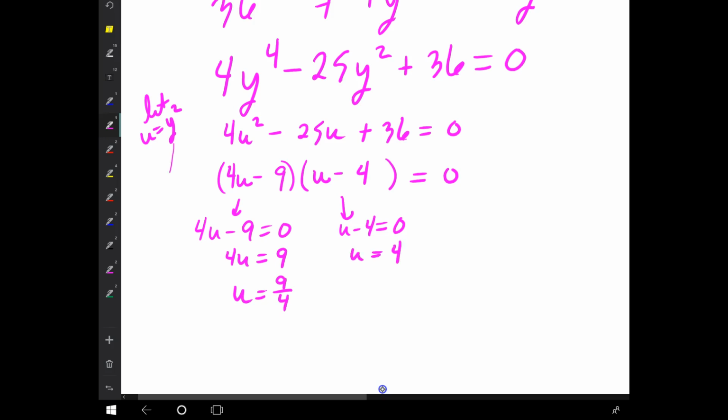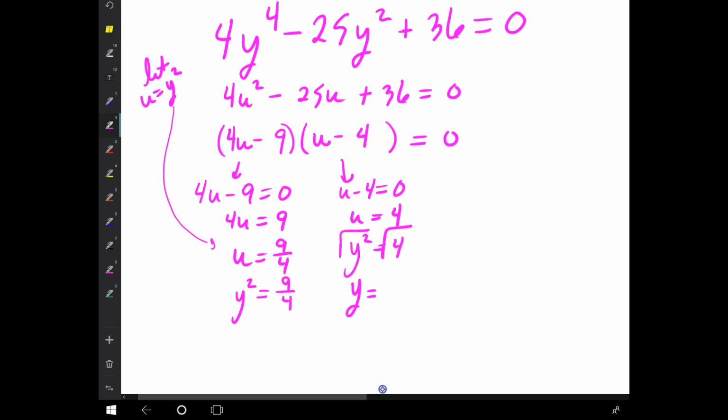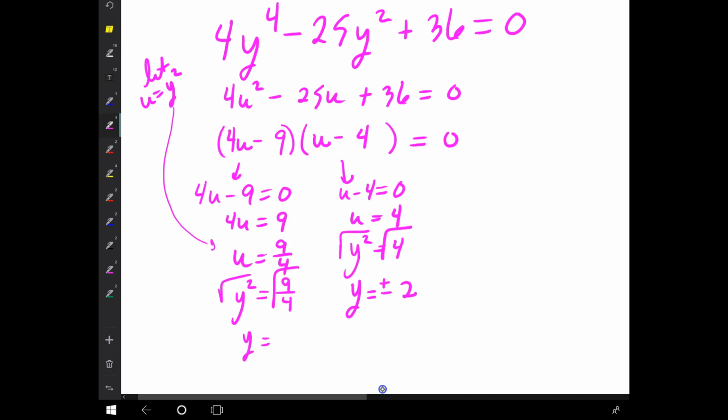But I do have to pop y squared back in here so that I can go on to solve for y. So y squared equals 9/4. Y squared is equal to 4. Take the square root, and what are my answers for y? For the plus or minus, good. Plus or minus 2, and square root, I get plus or minus 3 over 2.